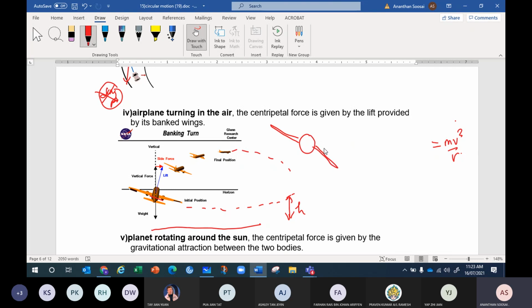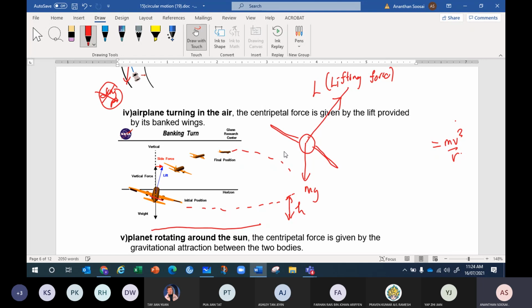So what are the forces acting on this plane? Of course, weight acting down. Mg is acting downwards, the weight of the plane. What else? There is one force acting like this. This is called lifting force. I put the L symbol. When the plane travels, the wing is going to make it lift up.